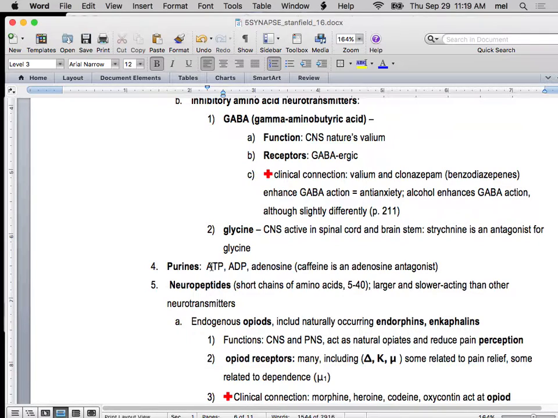Okay. And why do you care? The reason you care about that one is because caffeine is an adenosine antagonist. Adenosine is an inhibitory neurotransmitter, right? And caffeine is an antagonist to an inhibitory neurotransmitter, which is what allows it to wake up your central nervous system. Good? Okay, we will stop there for today.